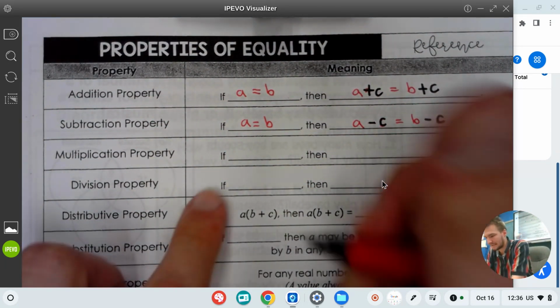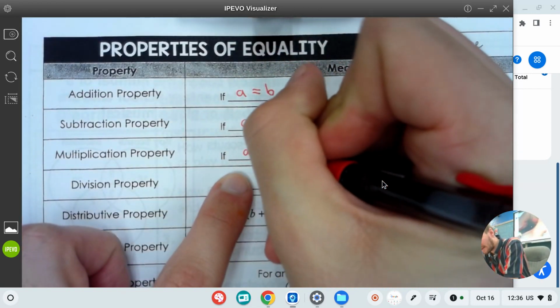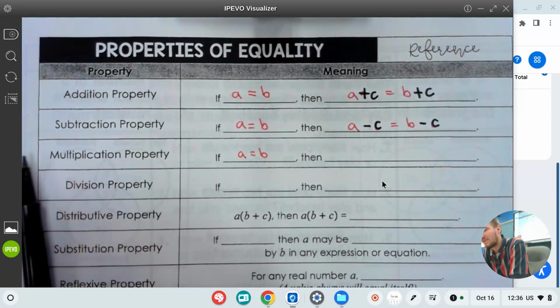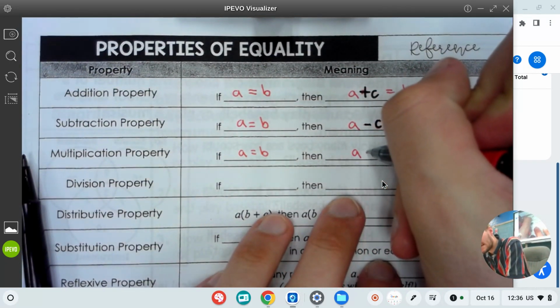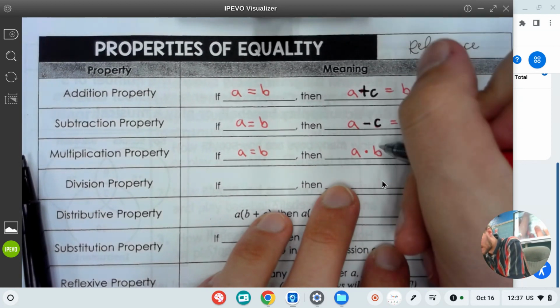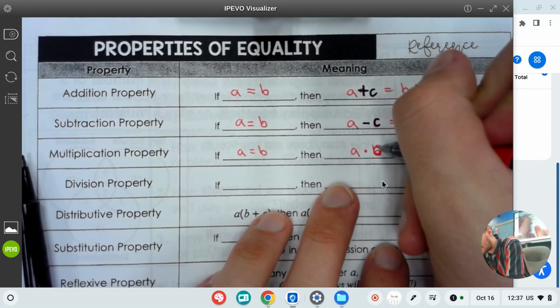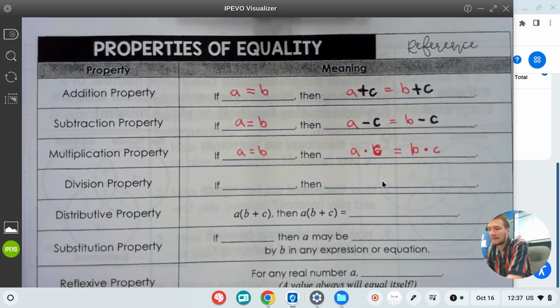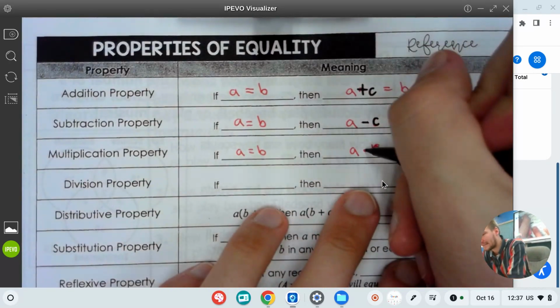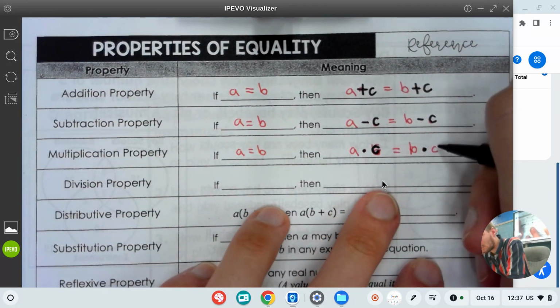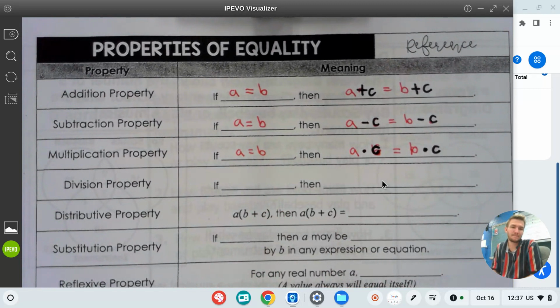Multiplication property is the same thing. If A equals B, that's where we start out, then we'll have A times C, and we'll just use a little dot. Sorry, I put a B there. It used to be a C. Trying to think and speak and do everything at one time. My bad. Multiply by C: A times C.